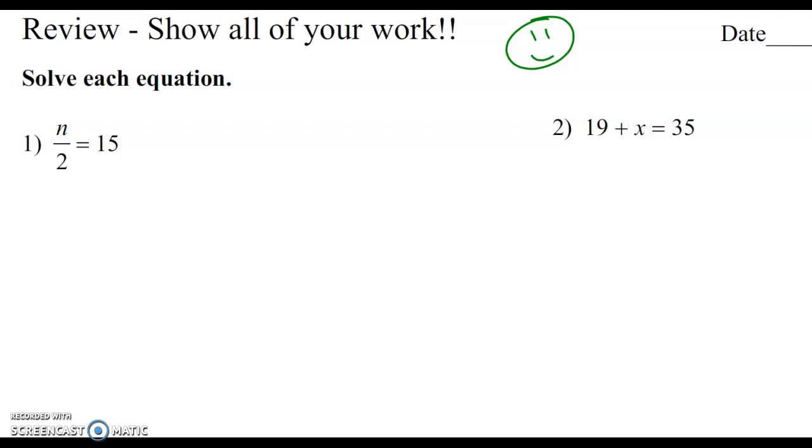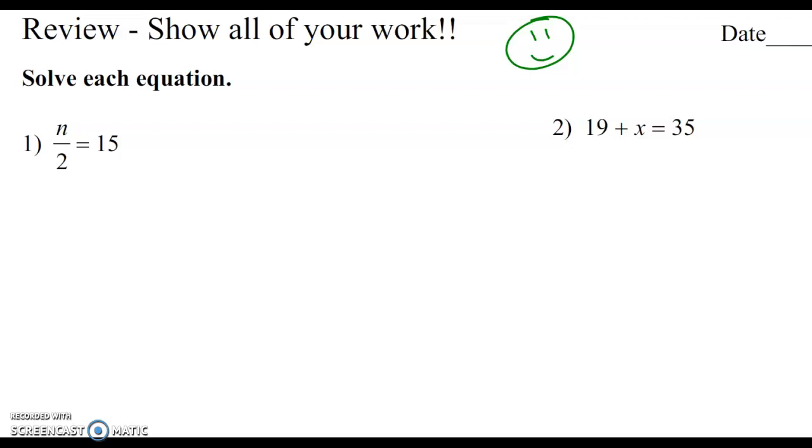Hey there, this is the Chapter 2 review I'm going to go over. Big thing, make sure you know that you have to show all of your work to earn credit. The test will look very similar. Let's take a look. It'll start off with one-step equations, go to two, multi-step, and then variables on both sides.